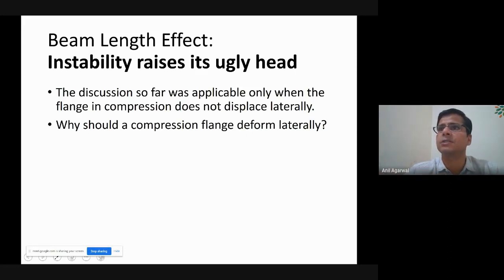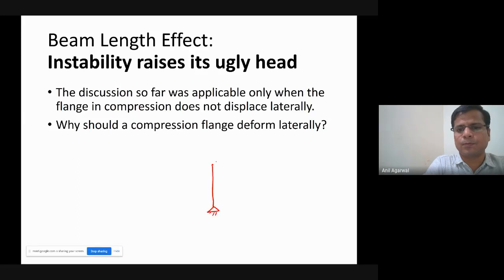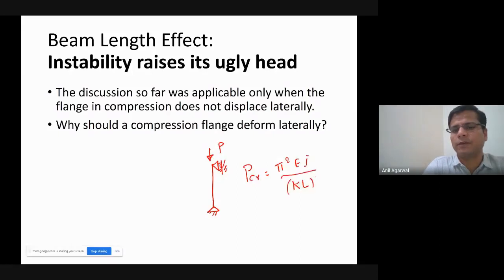You are familiar with the buckling limit state for columns, right? For a column, I'm just repeating some obvious things. If I had a column and you applied an axial load P, the elastic buckling equation for this perfectly straight column was pi squared EI divided by KL squared. Correct? Where this is the length L and K depends on the boundary conditions. You are all familiar with it.